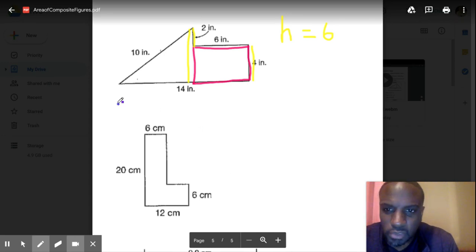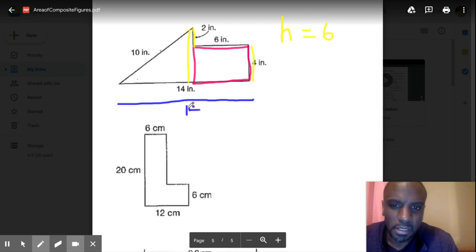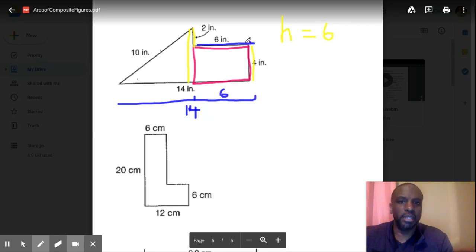We know that the total length of this line from one side to the other side is 14. 14, I'm sorry. 14, all right? Cool. So from here to here is 14. We also know that from here to here is 6. So that means from here to here has to be 6, because from here to here is 6. So 6 plus what will give me 14?